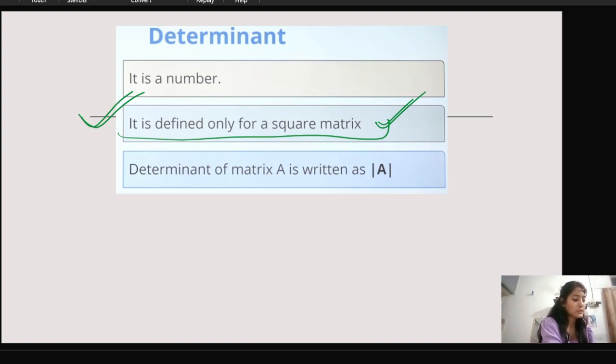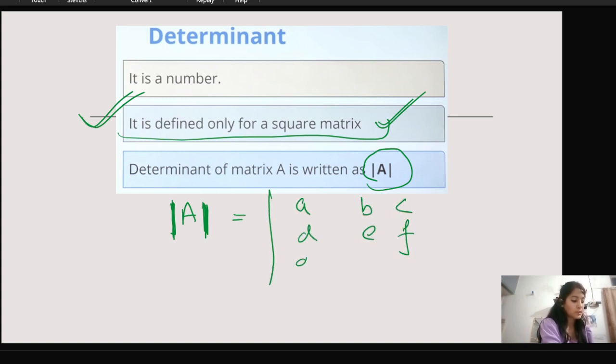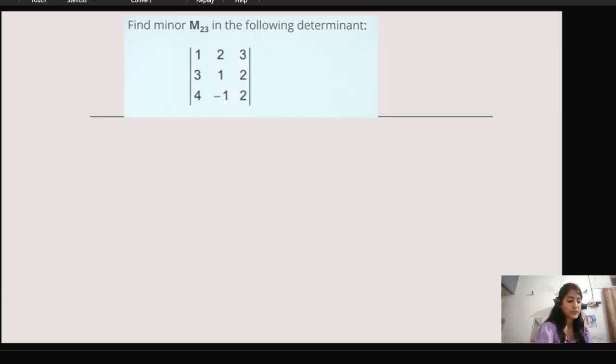The determinant of matrix A is written like this. Suppose we have a matrix A, B, C, D, E, F, G, H, I. In the matrix we write it like this, right? And if we are finding the determinant, we have to put straight lines like this. Then we can say we are finding the determinant of this matrix. Let's do one question.